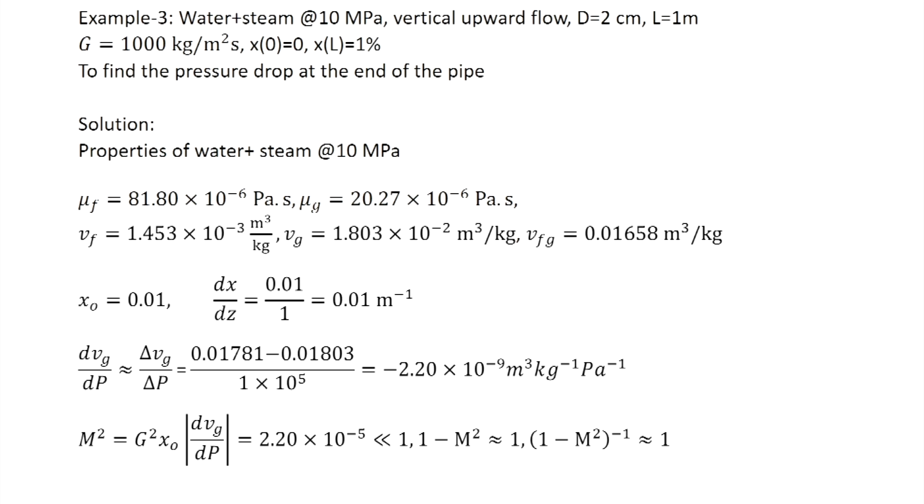So, we will consider example 3. In this, the length is 1 meter and the outlet quality is 1%. The other data are the same as in example 3 we have considered before. The property data are the same. Outlet quality is 1% and dx by dz is 0.01 per meter. dv_g by dp is calculated and m square is calculated, which is of the order of 10 raised to minus 5. So, it is negligible. So, 1 minus m square can be taken as 1.